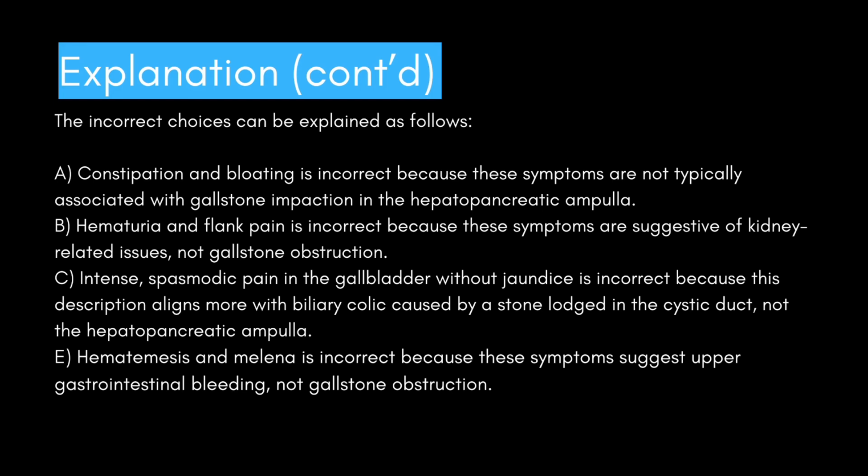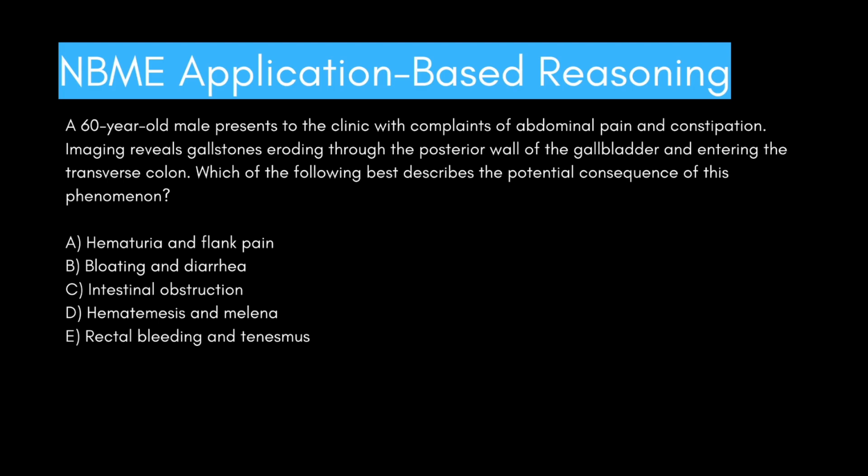Moving on. Next question. We have a 60-year-old male who presents to the clinic with complaints of abdominal pain and constipation. Imaging reveals gallstones eroding through the posterior wall of the gallbladder and entering the transverse colon. Which of the following best describes the potential consequence of this phenomenon?